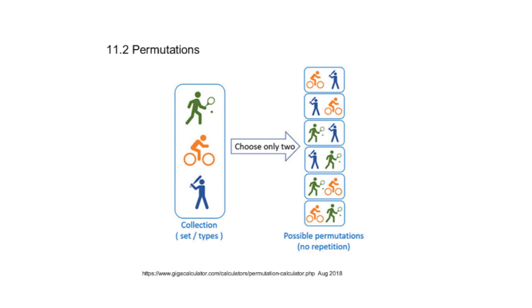On the right-hand side, the column of little images shows the different permutations of two activities at a time. Notice that there's no repetition in any of these. With permutations, what's really important to remember is that order matters.